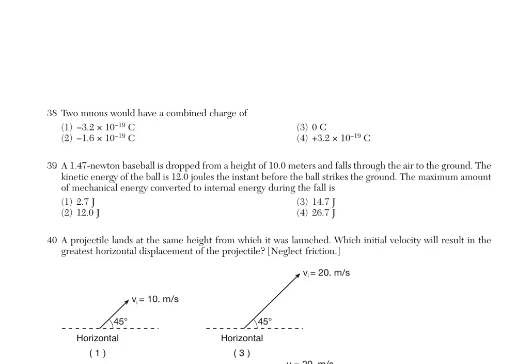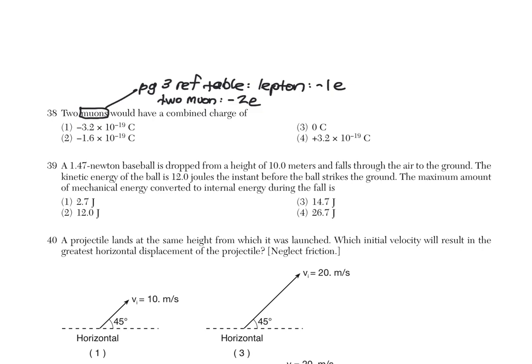Okay, so 2 muons. If you look on page 3 of the reference table, a muon is a type of lepton, and its charge is -1 elementary charge. It said there are 2 muons, so there would be -2 elementary charges, but the question is asking in coulombs, so we have to convert. There are 1.6 times 10 to the -19 coulombs for every elementary charge, and so if there are 2 of them, then it would be 3.2 times 10 to the -19 coulombs. Negative because the muons are negatively charged particles. All right, a muon is like a cousin to the electron.